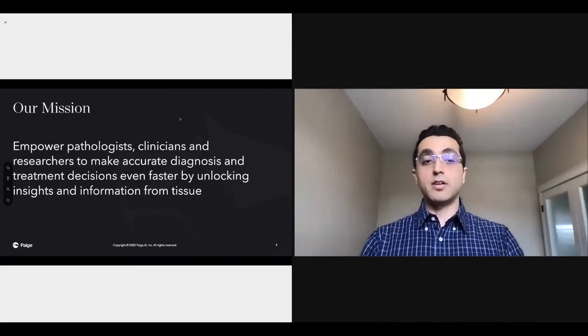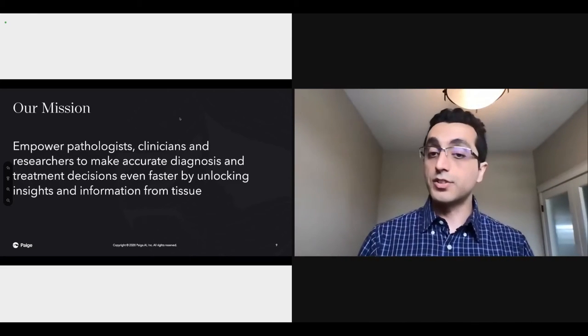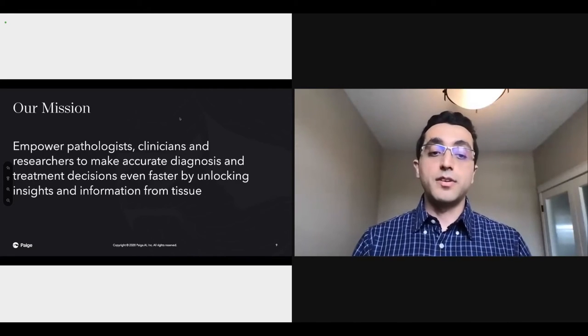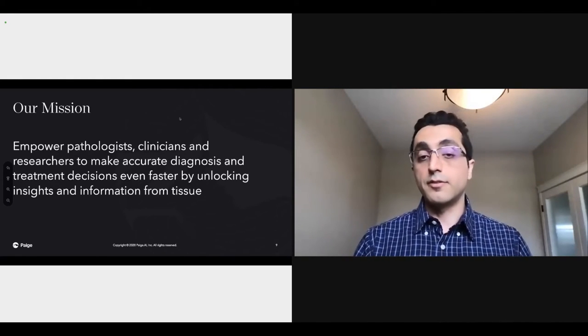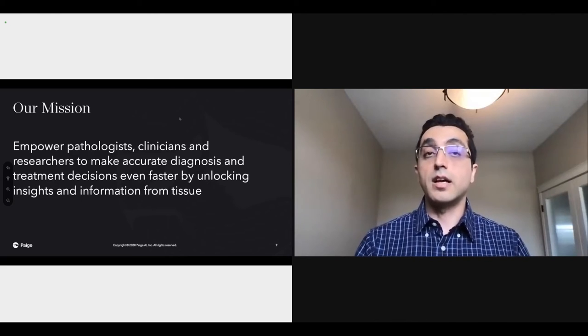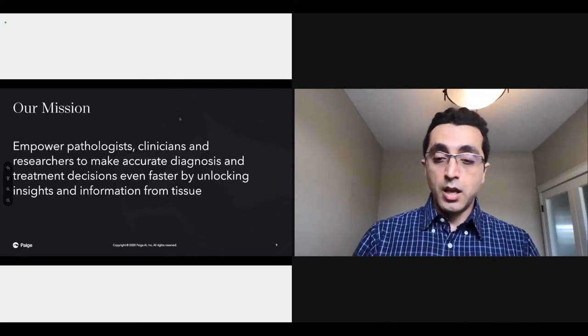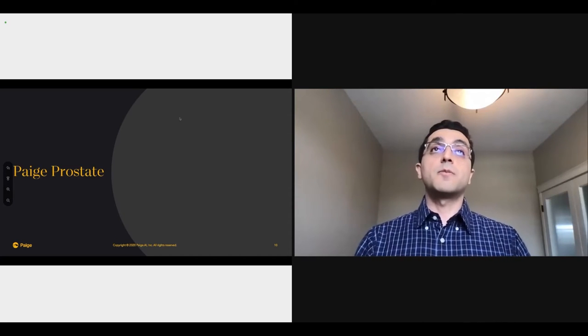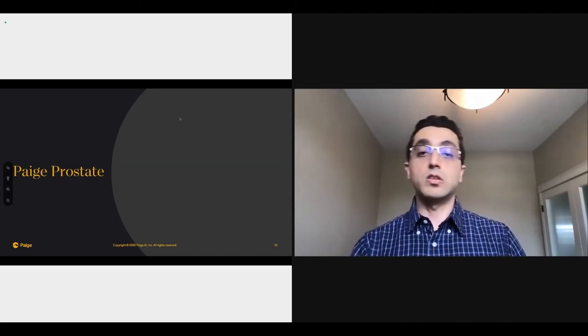So at PAGE, our mission is to empower pathologists, clinicians and researchers to make accurate diagnosis and treatment decisions, and even faster, by unlocking insight and information from tissue. So with that, I'm going to talk specifically about our PAGE prostate detection model.